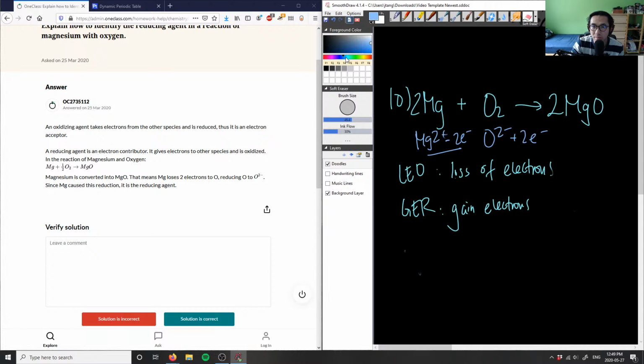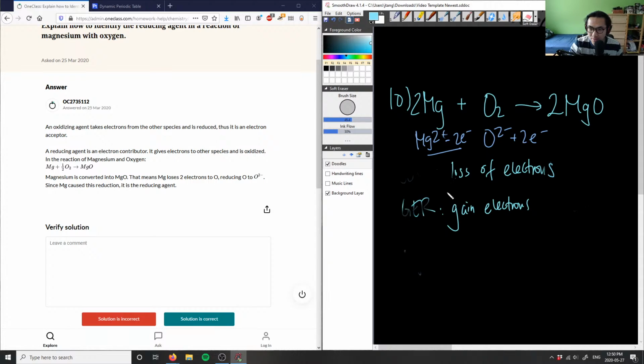Let me rewrite this here. Actually no, I think the solution is correct. So it says loss of electrons here. LEO says Juror. So again, a reducing agent reduces another substance and loses electrons here. So if I'm losing electrons here, this will be my reducing agent. And this oxygen here is gaining electrons. So therefore, its oxidation state is going to decrease. So this here is going to be a reduction here.